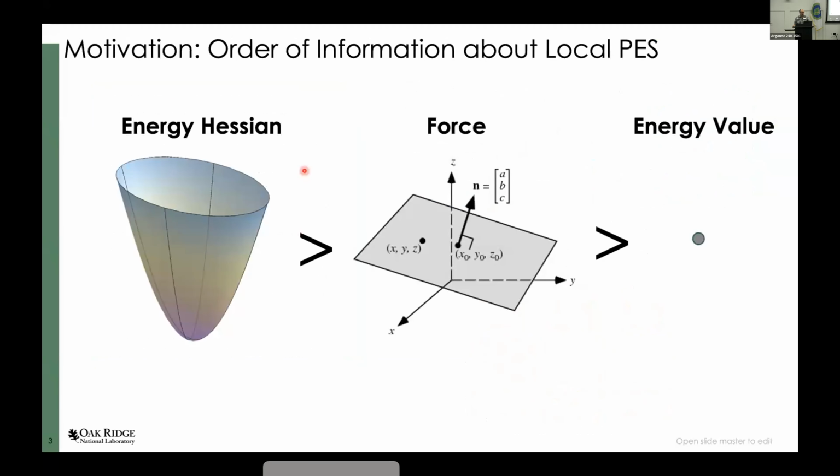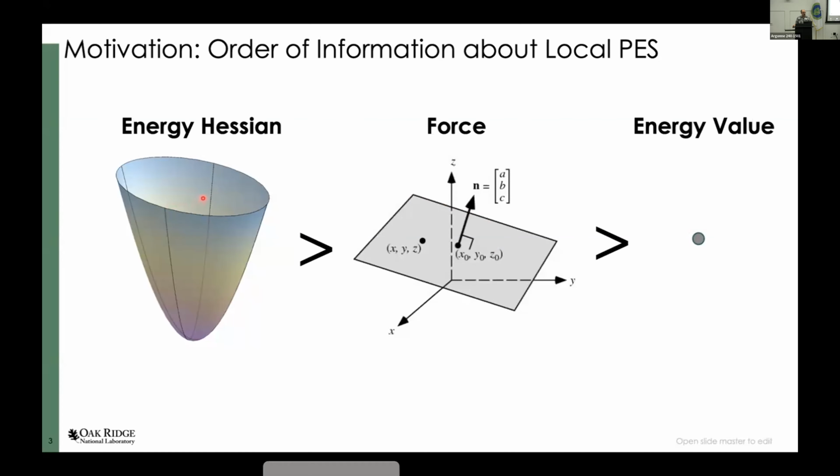So why might you want to do this? To motivate this, I show just a schematic of the order of information that you might obtain from the local PES. The lowest order of information, of course, is just an energy value at a single point. It really doesn't contain any information about the potential energy surface nearby, and you'd have to sample many, many, many points in order to build up some information about the potential energy surface. Higher order information is contained in the force, which essentially gives you a plane, more or less, of information about what the local PES looks like.